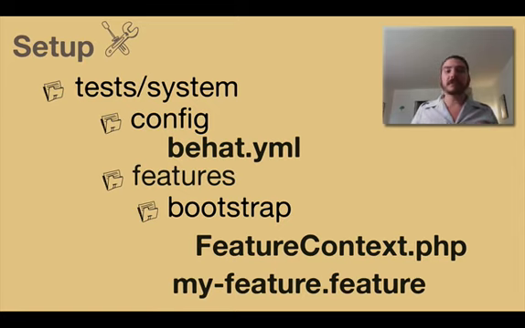And under that folder is also this bootstrap folder, which contains the feature context .php file that has all those implemented context functions and other files that help you change your Gherkin stuff into implementable tests or runnable tests. And so that's the setup of Behat.